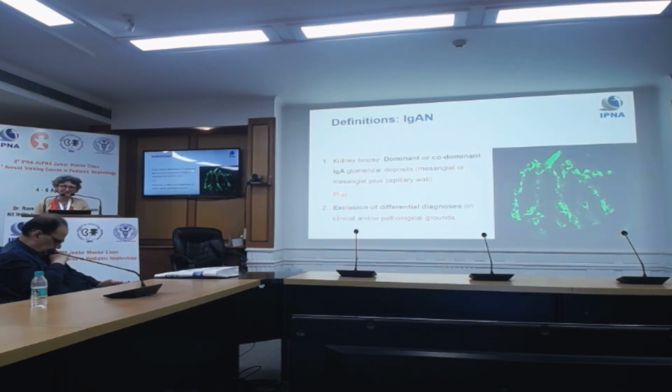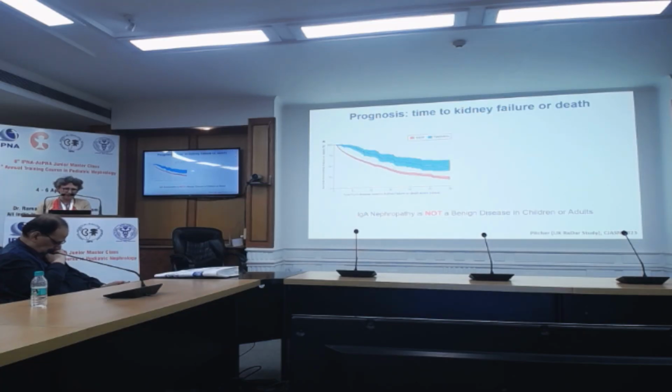So let's start with definitions of IgA nephropathy. As you know, IgA nephropathy is diagnosed with a kidney biopsy. And in the kidney biopsy, you have to see dominant or co-dominant IgA glomerular deposits, which can be mesangial or mesangial plus capillary wall. And this needs to be added on to the exclusion of differential diagnosis on clinical and/or pathological grounds.